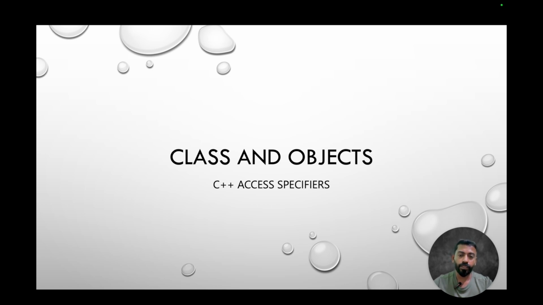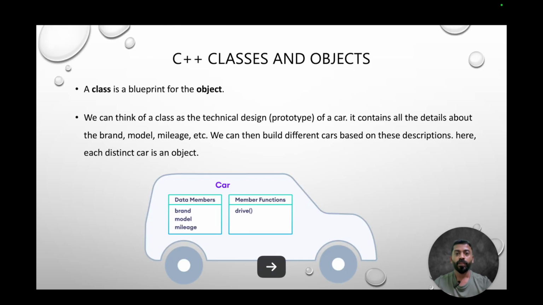Today I would like to explain the concept of class, object and access specifiers in C++. What is called a class? A class is a collection of objects. So then what is called a blueprint? The blueprint of a given object is called a class.